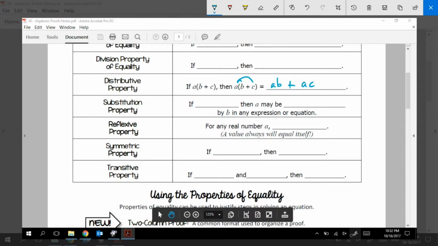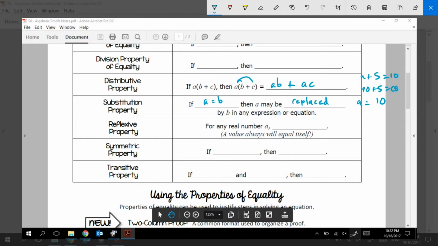Now, next one, substitution property. If A equals B, then A may be replaced by B in any expression or equation. You already know this. So for example, if A equals 10, say B is 10, then instead of writing A in an equation like A plus 5 equals 10, you would just write 10 plus 5 equals 10. That's pretty much what this one's saying. You just substitute.